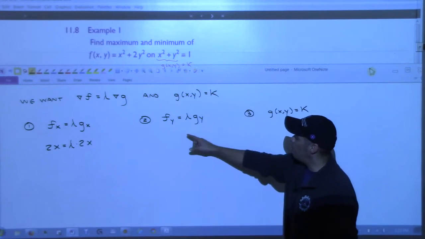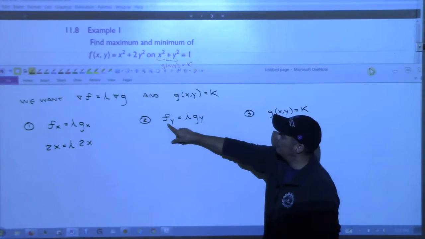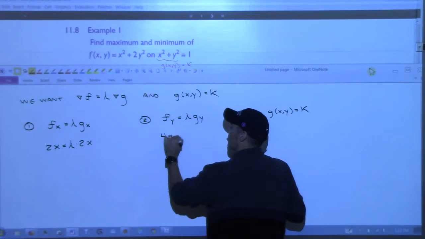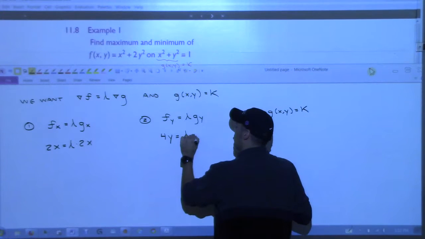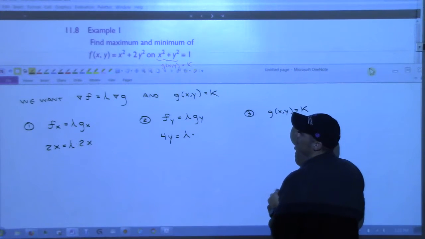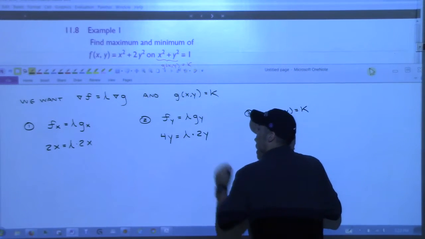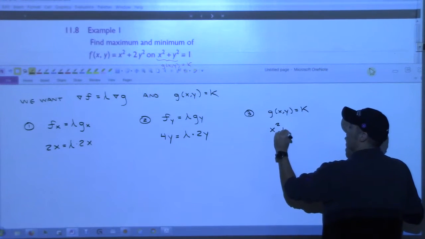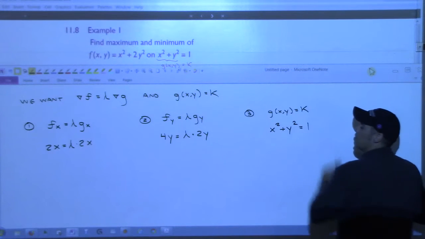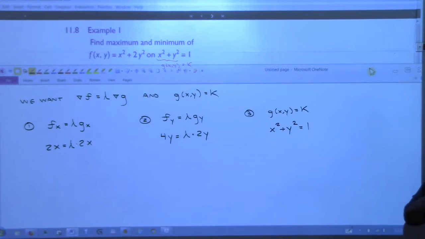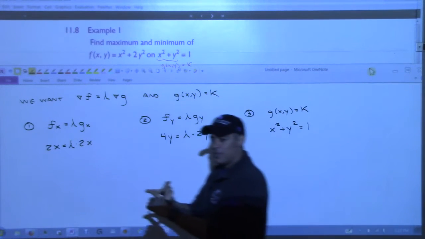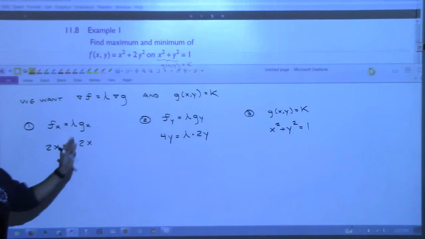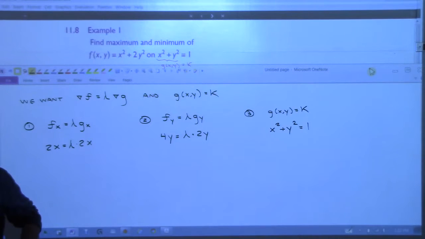Second equation, partial of f with respect to y: 4y equals lambda times the partial of g with respect to y, 2y. And then what is our constraint equation? Well, it's exactly what's written up there, right? So now, our goal is to find any x's, y's, and lambdas that make these 3 things true simultaneously.